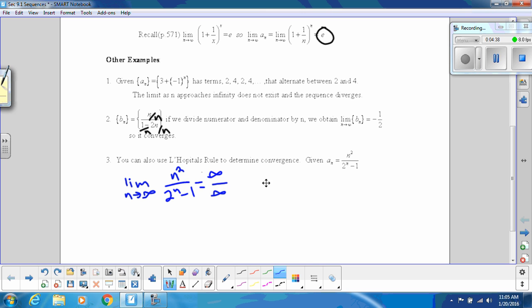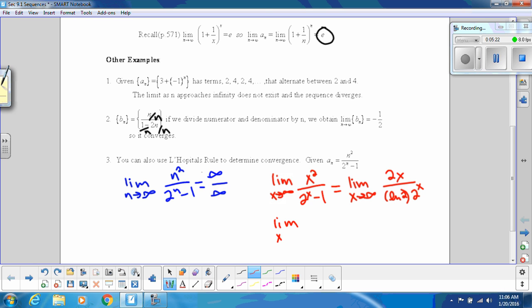Okay, so let's say I'm doing the limit as x approaches infinity of x squared over 2 to the x minus 1. So now we're dealing with the function. The derivative of this is going to be 2x over, remember this is going to be the natural log of our base 2 times 2 to the x, and then the derivative of the 1 is 0. And so now when I do this, I'll get infinity over infinity again, right? So I'll have to do this process again.